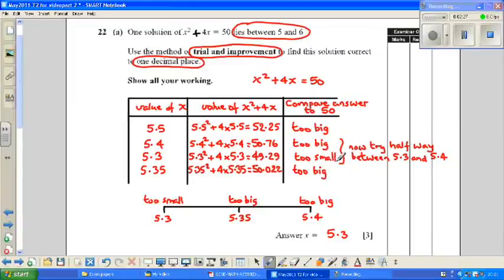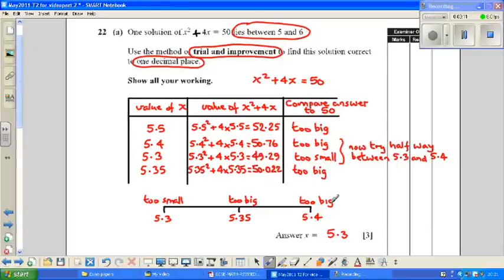So now we know that our answer is somewhere between 5.3 and 5.4, because we know one answer was too big, the other was too small. So the key now is to try halfway between 5.3 and 5.4, and that's 5.35. So again we substitute 5.35 instead of x, so x squared becomes 5.35 squared, plus 4x becomes 4 times 5.35. When you key all that into your calculator you get 50.022, and that's just slightly bigger than 50, still too big.